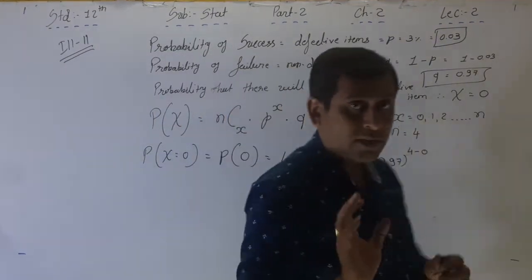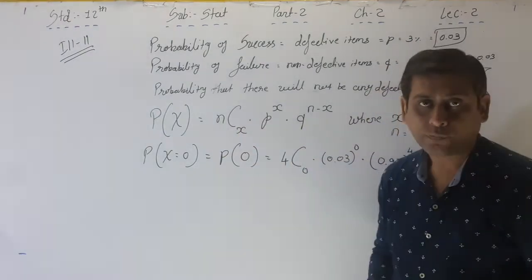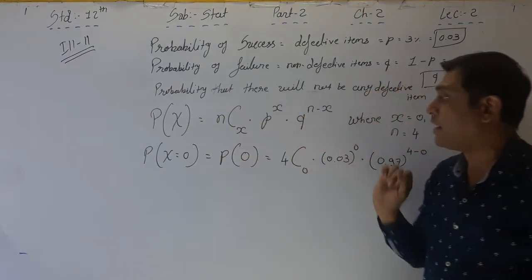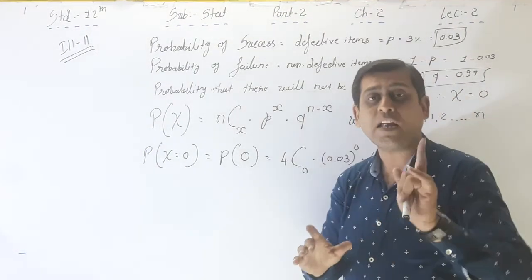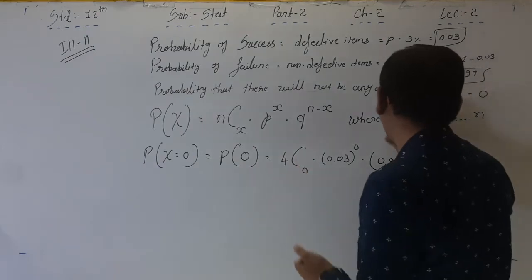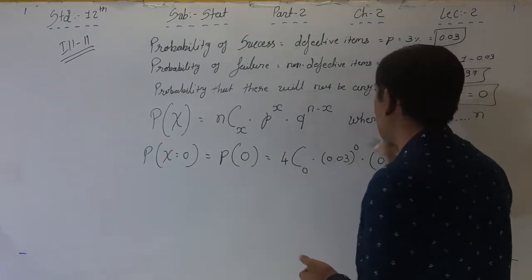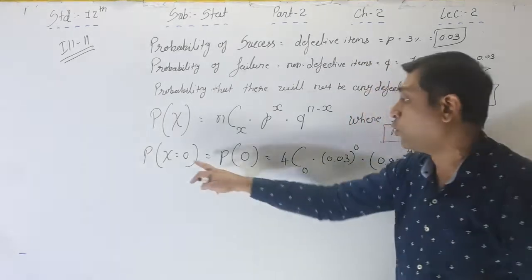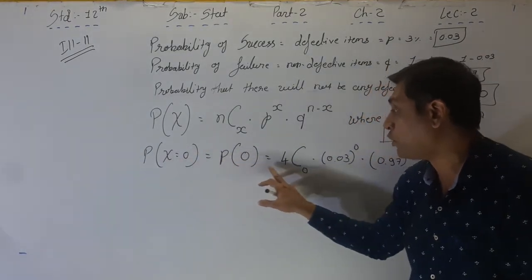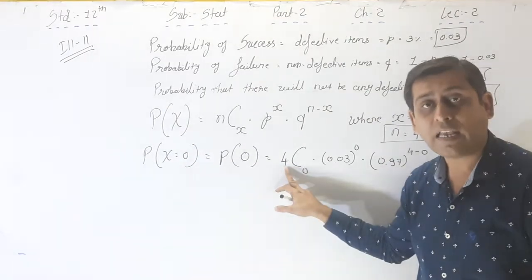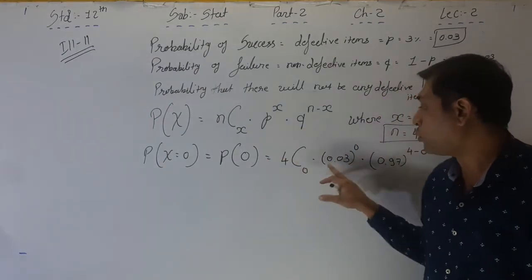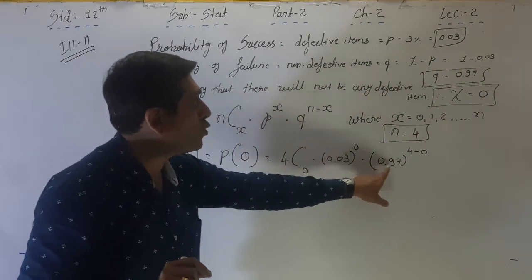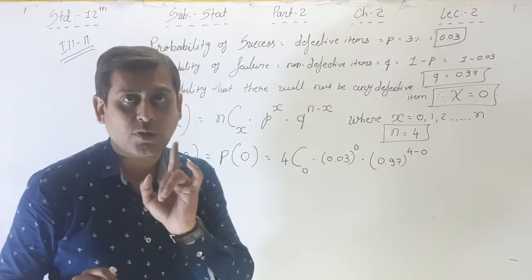Okay, very easy. First of all, you have to apply this formula to find the probability of binomial distribution: P of x is equal to nCx into p raised to x into q raised to n minus x. Here 4 items are selected randomly, that means n is equal to 4, and x is equal to 0. Why? Because not any defective item means 0 defective items, that means x is equal to 0. So P of x is equal to 0 is equal to 4C0 into 0.03 raised to 0 into 0.97 raised to 4 minus 0. Just put the values, nothing else.